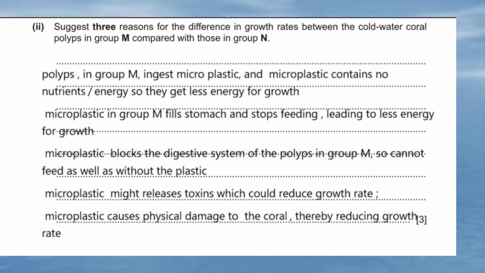Microplastic blocks the digestive system of the polyps in group M, so they cannot feed as well as without the plastic. Microplastic might release toxins, which could reduce growth rate, or microplastic might cause physical damage to the corals, thereby reducing growth rate. So these are just some of the ways you might be able to get those 3 points. But important, don't talk about photosynthesis, talk about lack of nutrients, talk about damage, and talk about toxins.